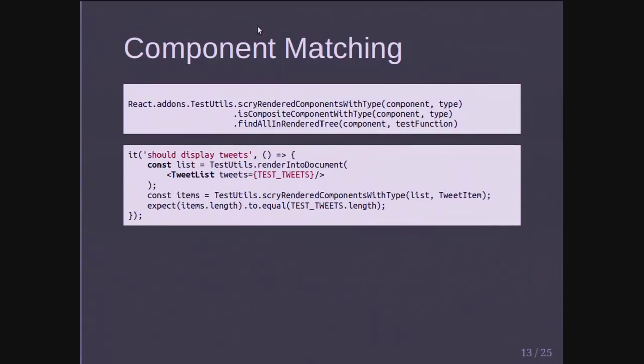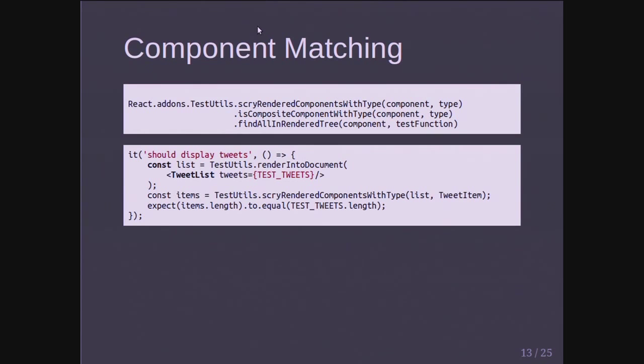React has a set of methods that will let us traverse the component tree that a component produces and make queries on the types of elements that come out. So here, for example, I'm rendering a list of tweets, and I'm counting the number of tweet item children that it has. That way, if I change my CSS, etc., I don't need to worry about this particular test breaking. Only the one that actually tests the component where I made the change will break.